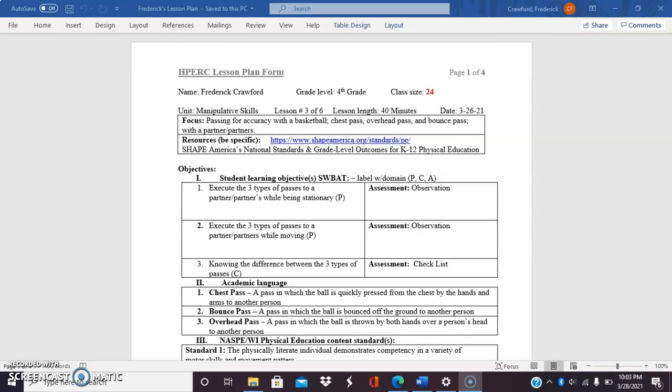Learning objective 2, execute the 3 types of passes to a partner slash partners while moving. Psychomotor again, that's observation again for assessment. And the third learning objective, knowing the difference between the 3 types of passes. That'll be cognitive and that'll be checklist for assessment.